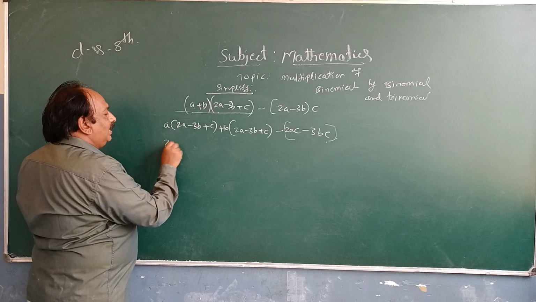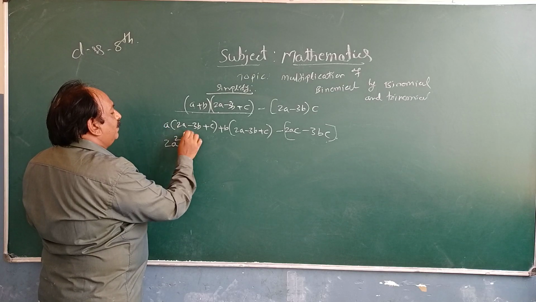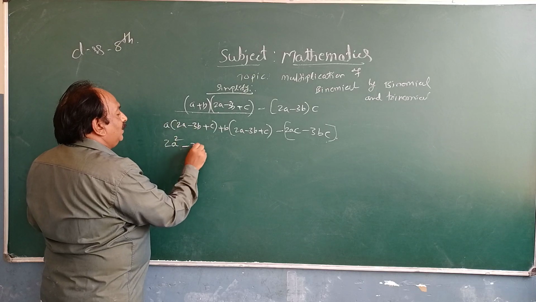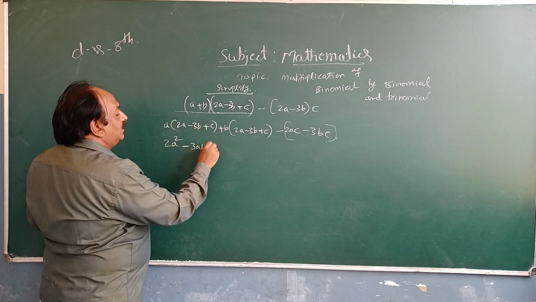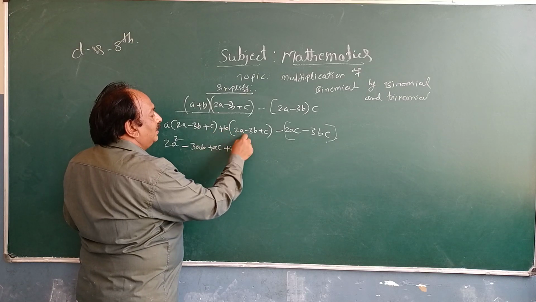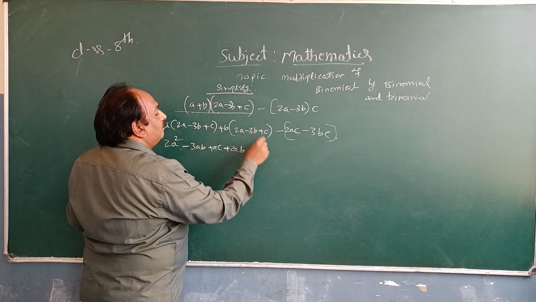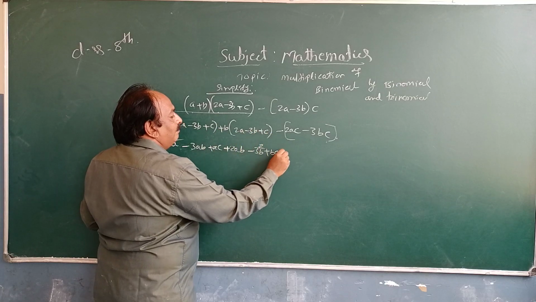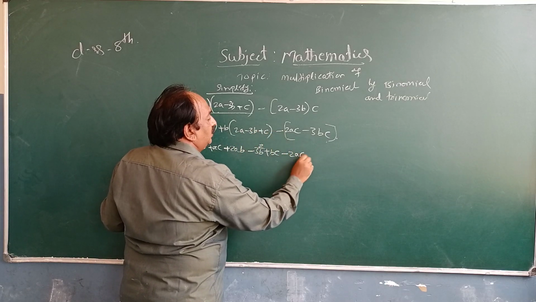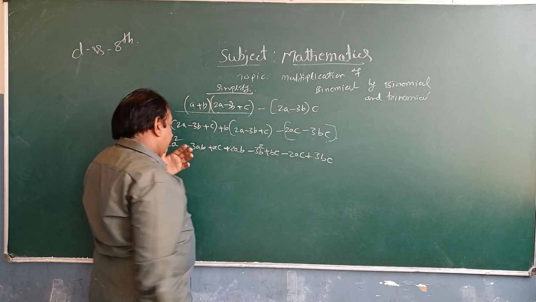Okay, 2a into a, 2a square. 3a into b, plus into minus, 3ab, plus ac. Plus 2a into b, 2ab, plus into minus, 3b into b, 3b square, b into c, bc, plus into minus 2ac, minus into minus plus 3bc.